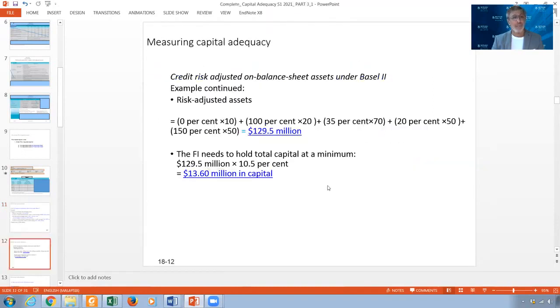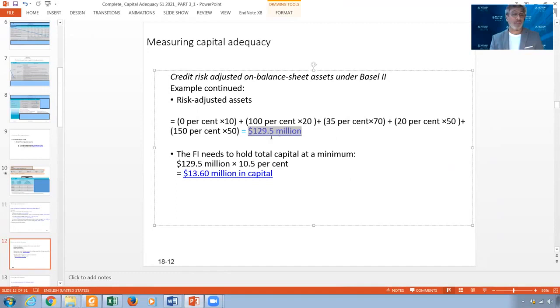This is actually 150% according to table 5. You add it, it's 129 million. And instead of the 200 million, now the risk-weighted asset for this 200 million asset is 129. So the financial institution needs to hold capital at a minimum of 129 for the credit risk times 10.5%, which is 13.60 million. This is just to satisfy the total capital.